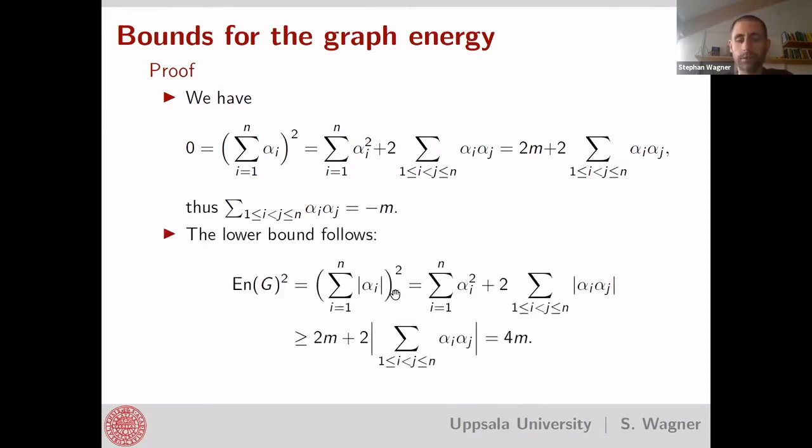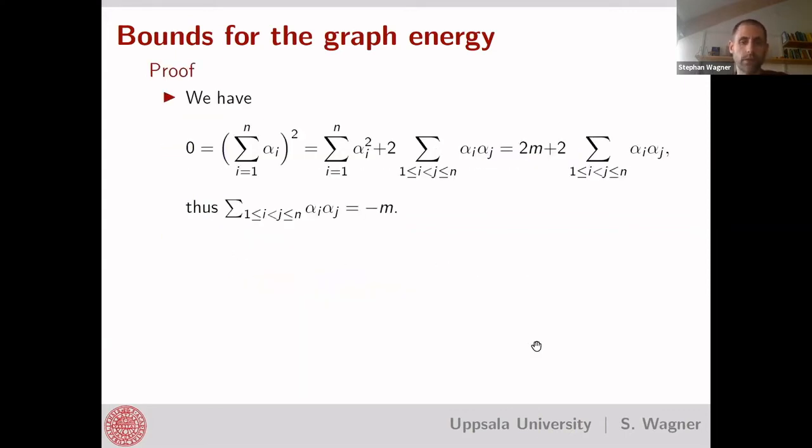And then you take the sum of the absolute values of the eigenvalues instead. Again, you take the square, which is the square of the energy. You get the same first term, the squares. And then here, the sum of absolute values of pairwise products. And then you just apply the triangle inequality here. This sum is 2m. By what we showed here, the sum inside here is negative m. So then applying the triangle inequality, you get 4m as a bound. Then you take the square root on each side.